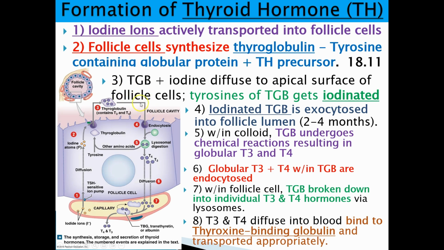But once we get that formed, we endocytose it, bring it back into the cell. So we take that globular T3 and T4 and we start chopping it up using our lysosomes. And now that individual T3 and T4 diffuses into the blood and binds to a globular protein.